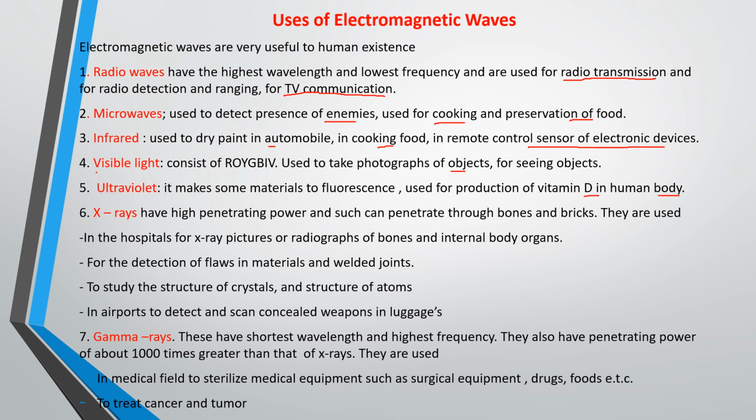They are used for the detection of flaws in materials and welding joints. So sometimes if you are used to welding, you see after welding they will do what is called X-ray radiography. Radiography is to check if there are cracks in the welded joints. Okay, so they are used to detect faults or flaws in welded joints.